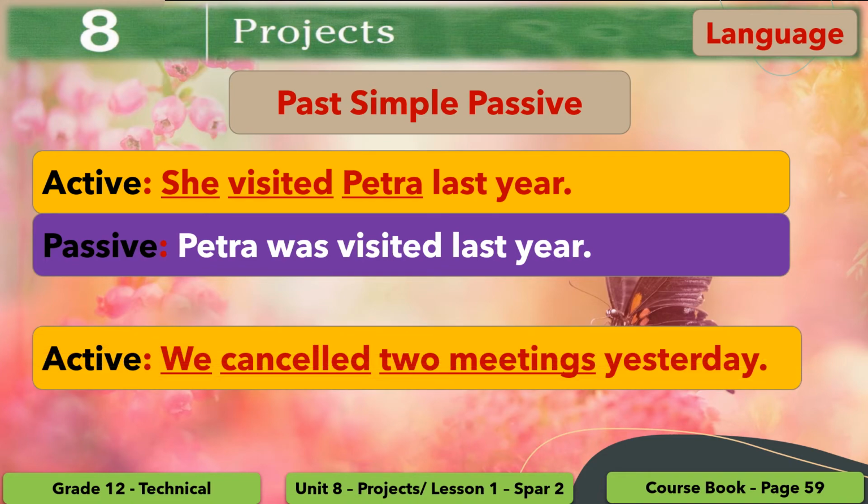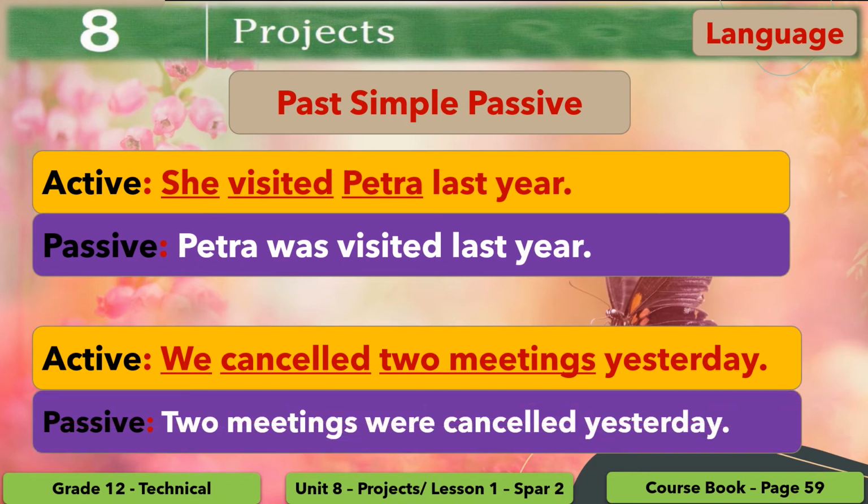Another example, we canceled 2 meetings yesterday. So we change it by starting with the object, 2 meetings. Then we use were because 2 meetings is considered as plural. 2 meetings were canceled yesterday. Well done.